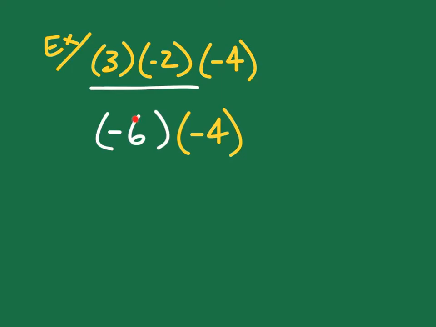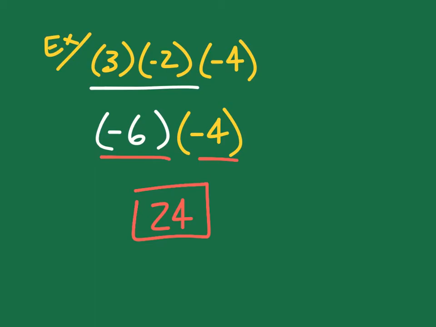Now, since I'm doing a negative times another negative, my result is going to be positive. But I just want to do 6 times 4, which is 24. All right, so if I just do the math here and do 6 times 4, 24, negative times a negative is a positive, so therefore I get 24 as my answer, okay?